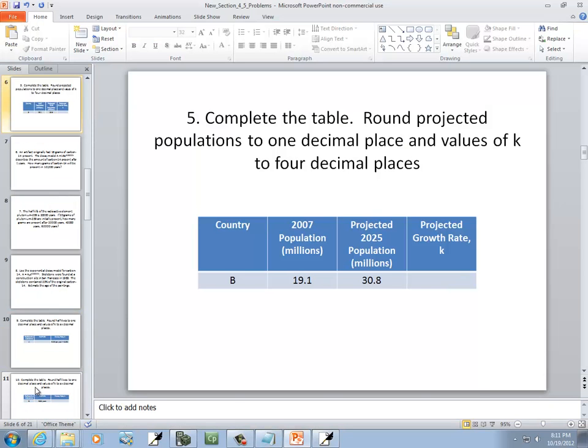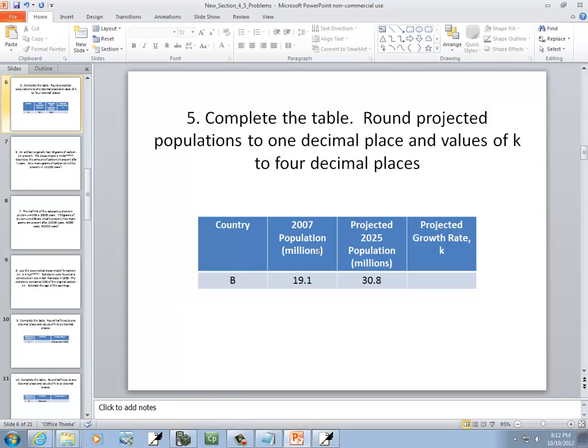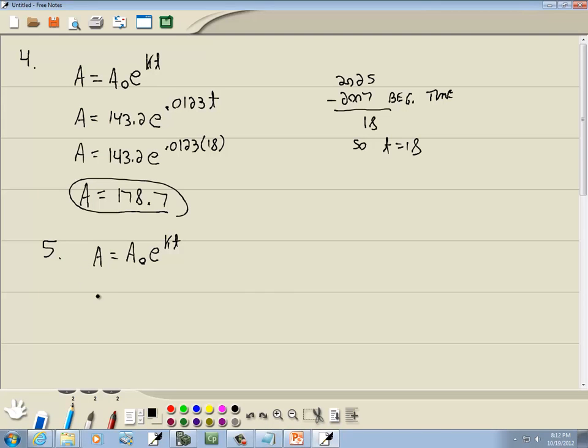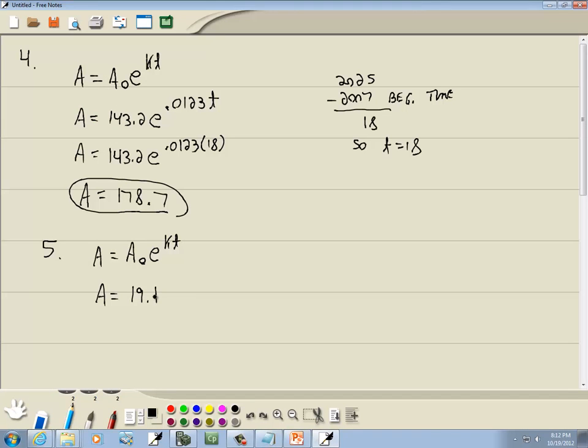Let's look at number 5. Complete the table, and again, it's population growth, so we're going back to the same formula. Okay, complete the table, so we're starting 2007, 2025, and we don't know K, but we do know our initial population is 19.1. That's 2007, the beginning of time, for this model, that is. So A sub naught is 19.1.